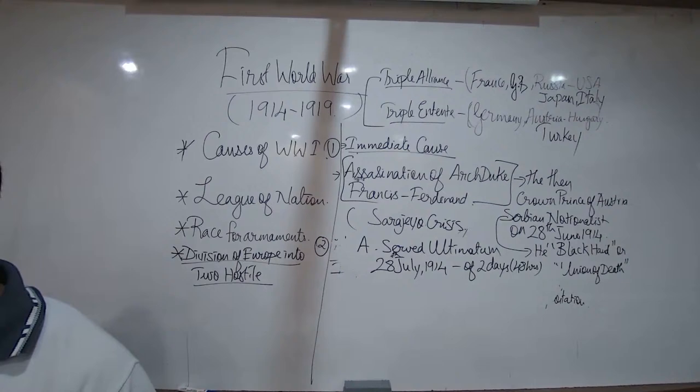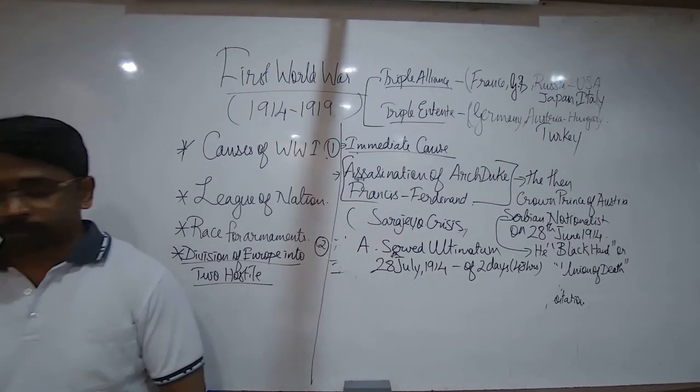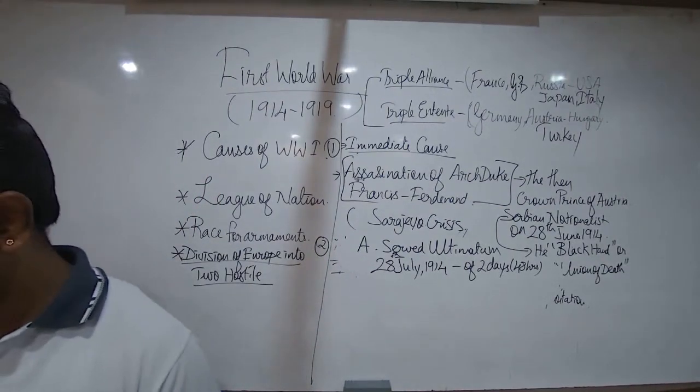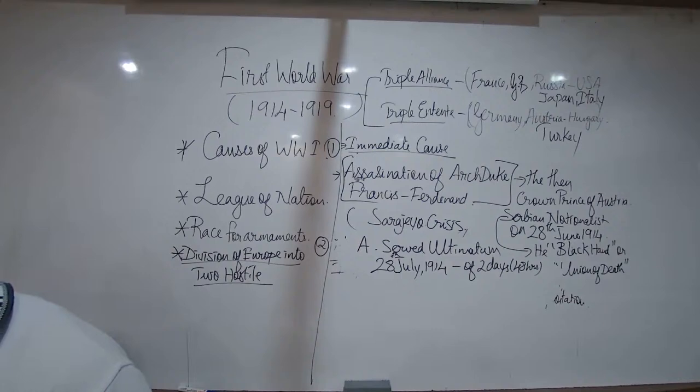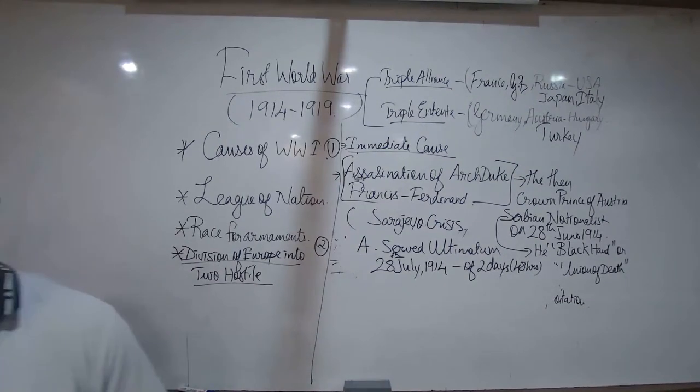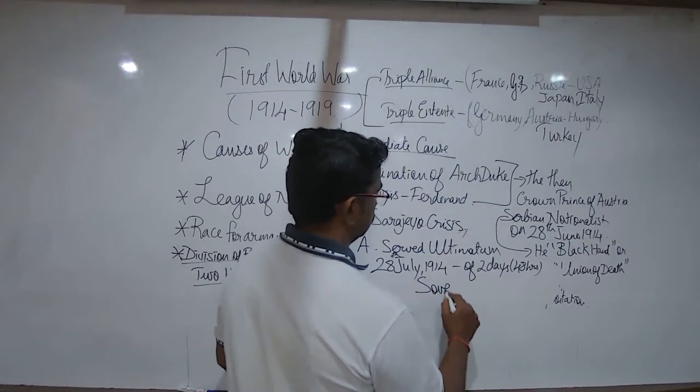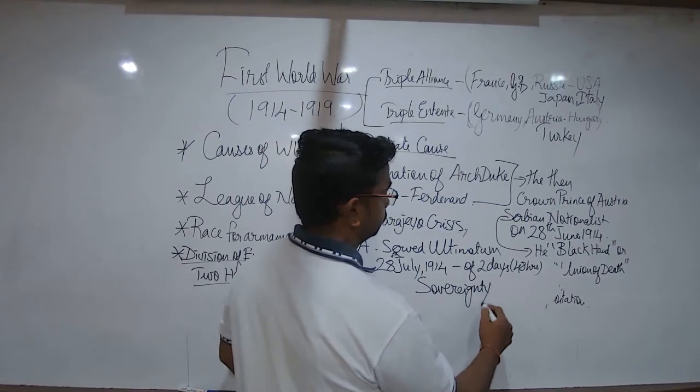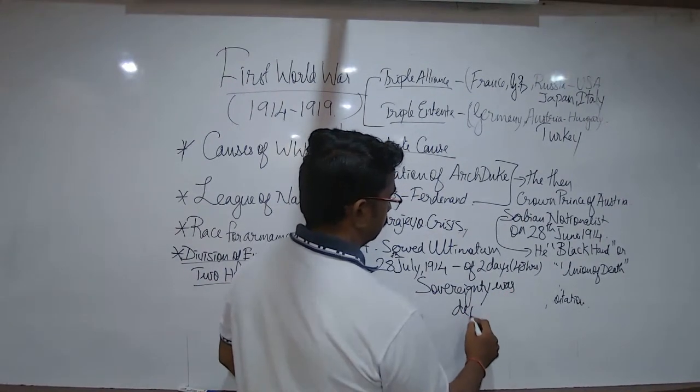Next, its demands were in total 11, you write 11, of which Serbia accepted most of the demands. But demands related to its sovereignty were declined. Sovereignty means its independence.